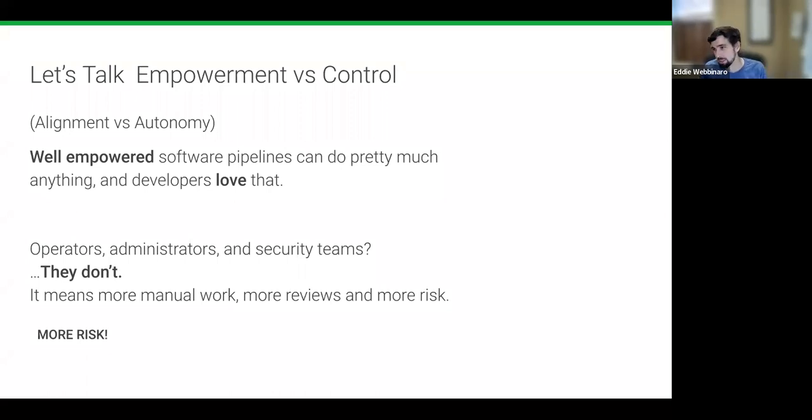And so ultimate risk, right? The way that teams respond to this when they see increased access and power for application teams usually means more reviews, more manual work, and ultimately more risk to the organization, right? And so that's where that can get pushed back, and we have this little pendulum swinging back and forth between those extremes.